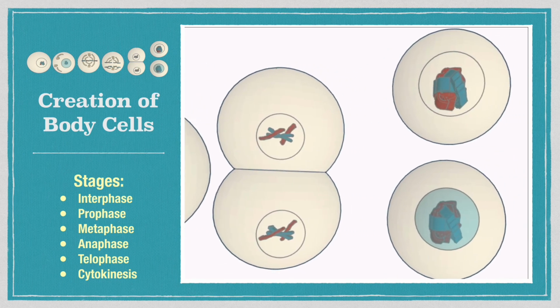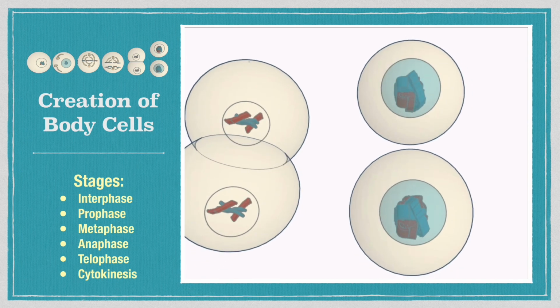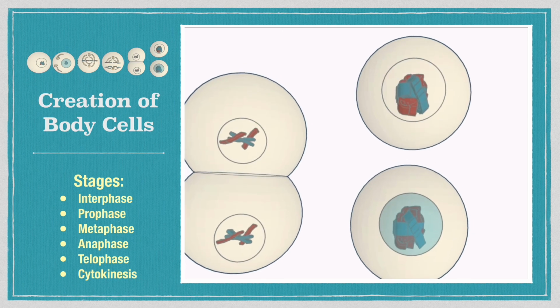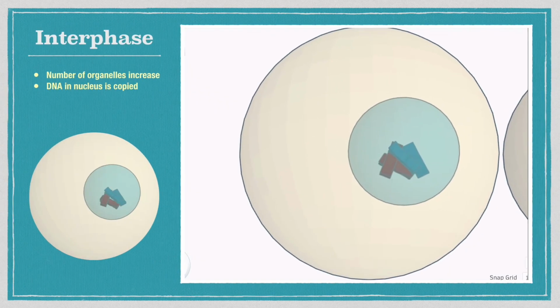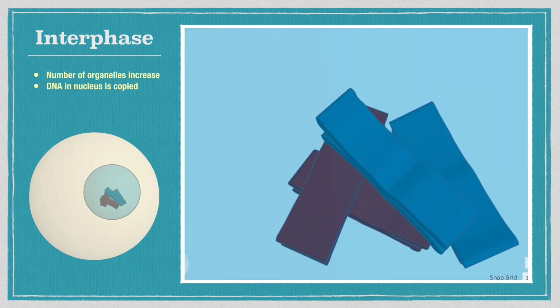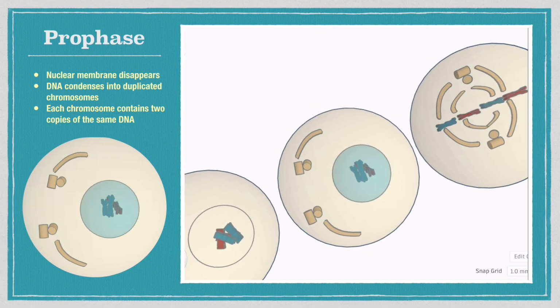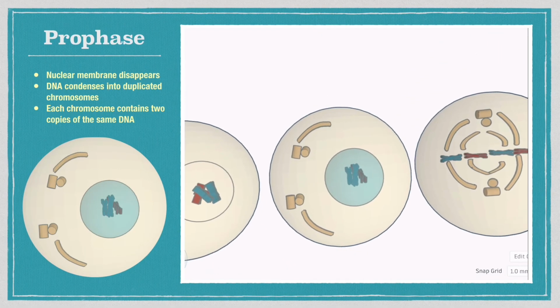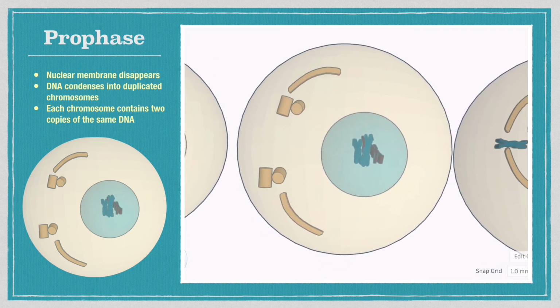There are 6 steps to mitosis: interphase, prophase, metaphase, anaphase, telophase, and cytokinesis. In interphase, the cell grows, the number of organelles increase, organelles are cellular structures, and the DNA in the nucleus is copied. In prophase, the nuclear membrane begins to disappear and the DNA condenses into duplicated chromosomes. Chromosomes are condensed DNA. Each chromosome contains 2 copies of the same DNA.